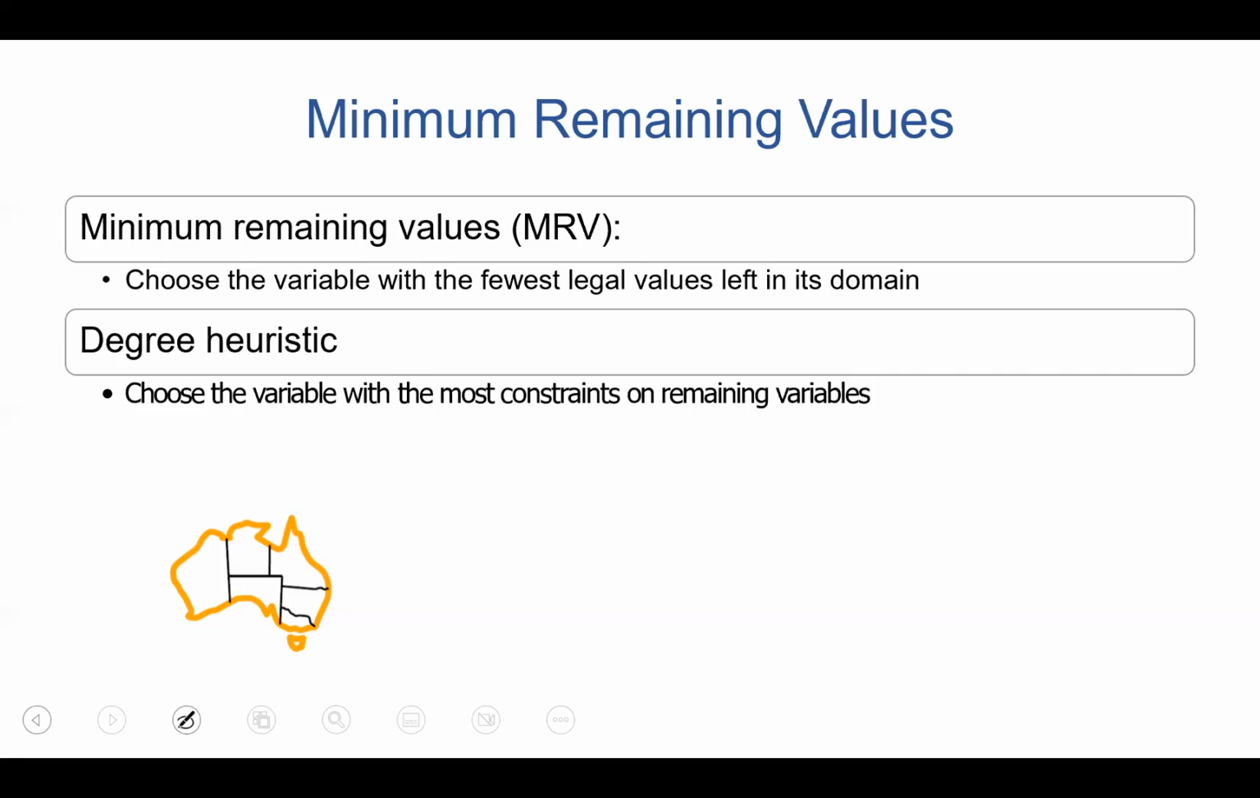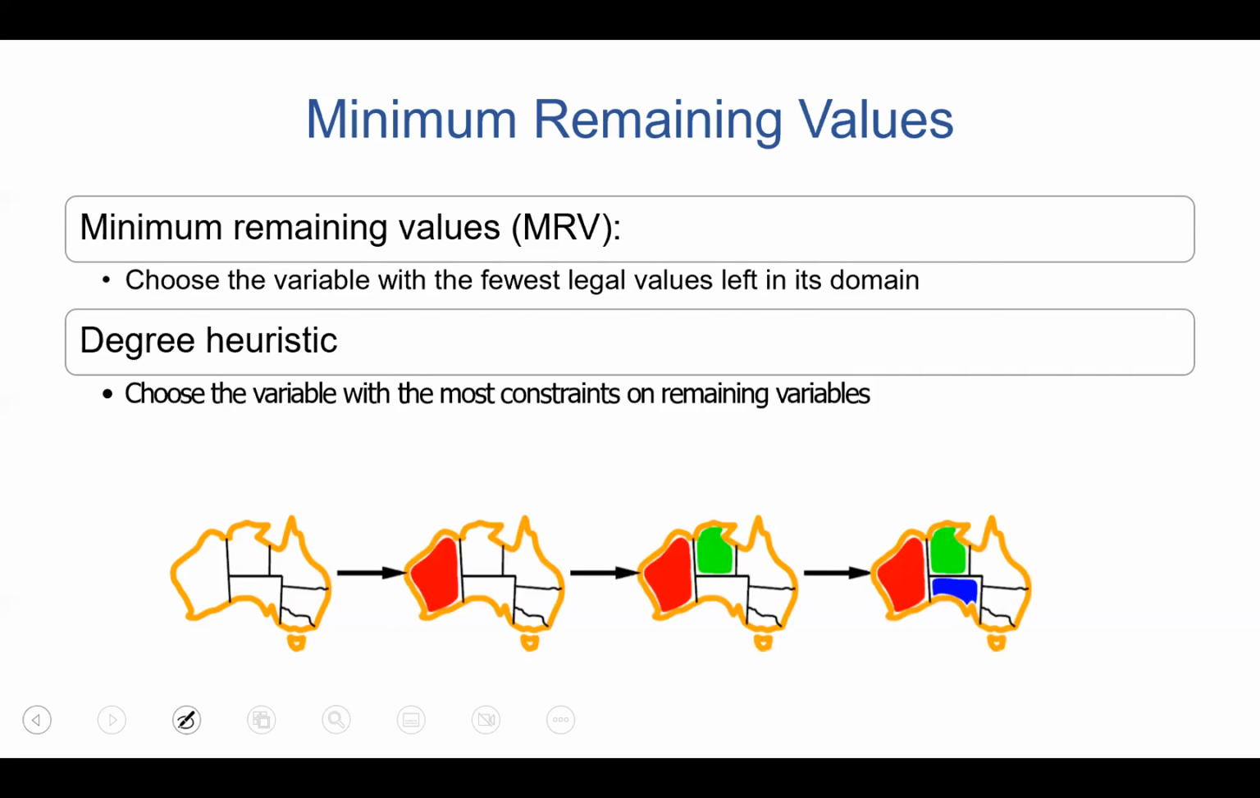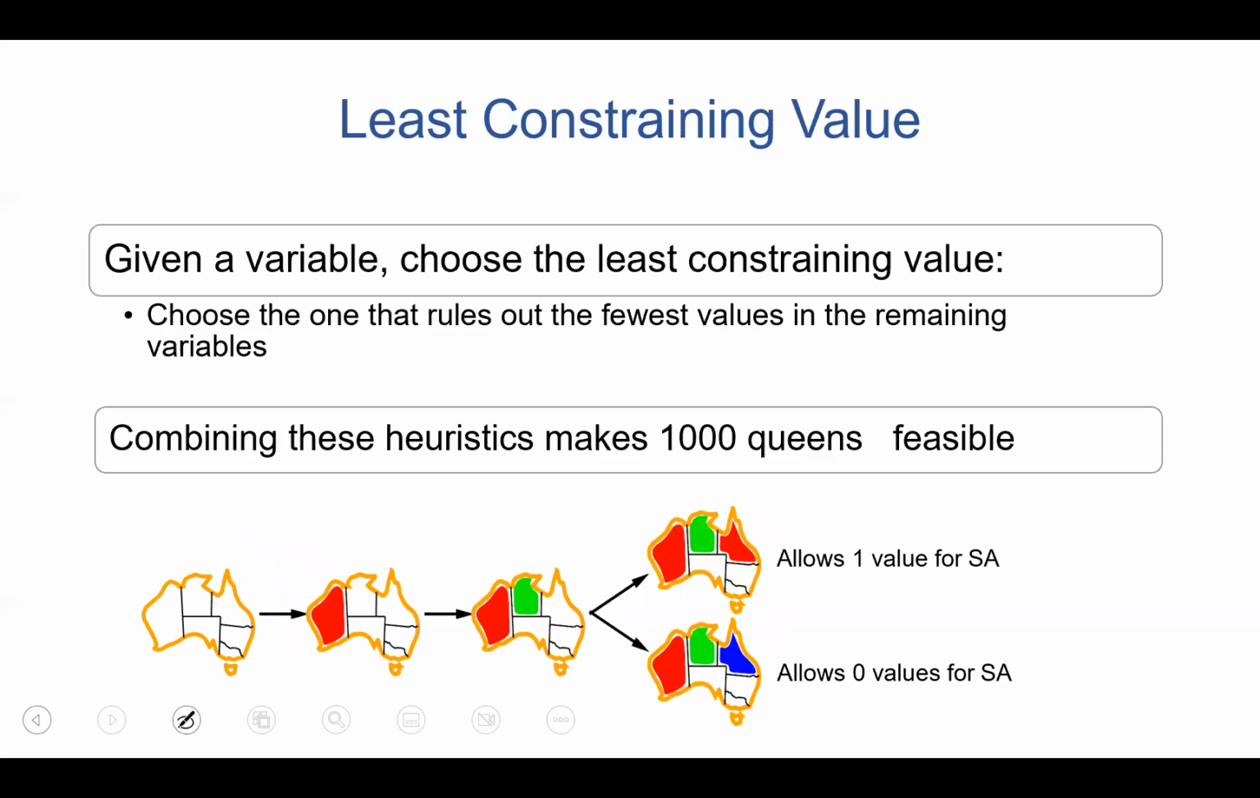There is another way: least constraining value. Choose the one that rules out the fewest values in the remaining variables. In the remaining variables, just look at the ones that have the fewest values ruled out, instead of looking at its own.